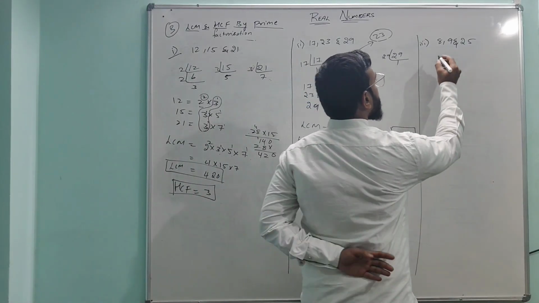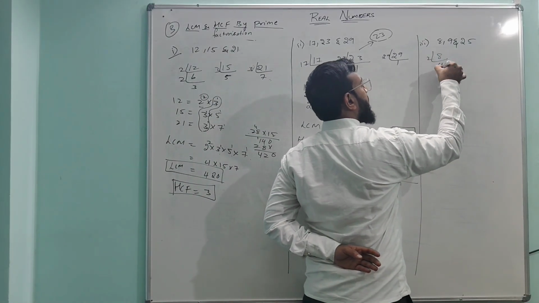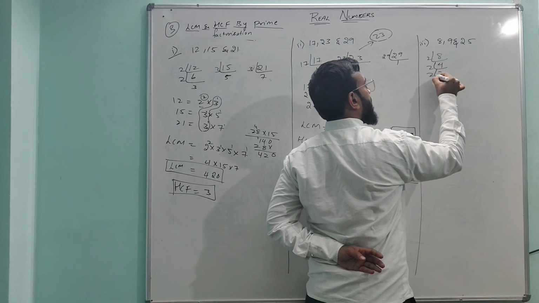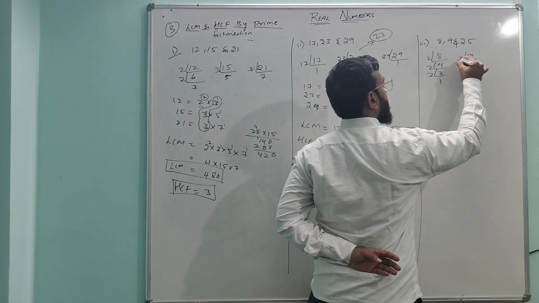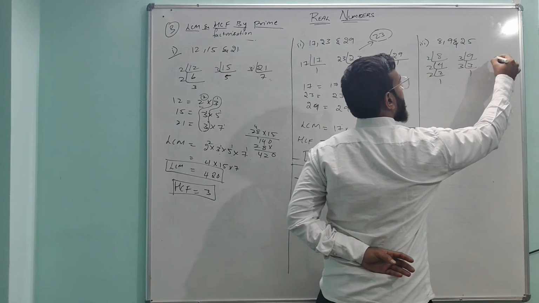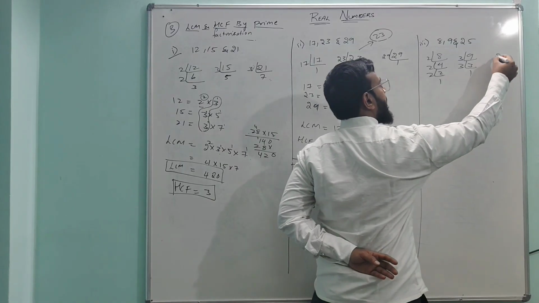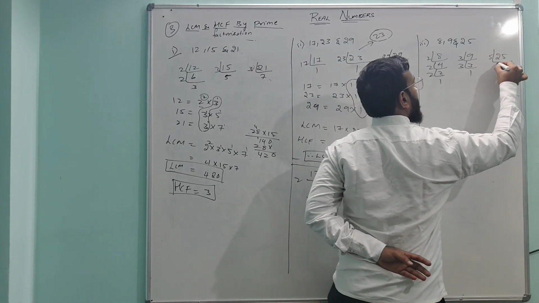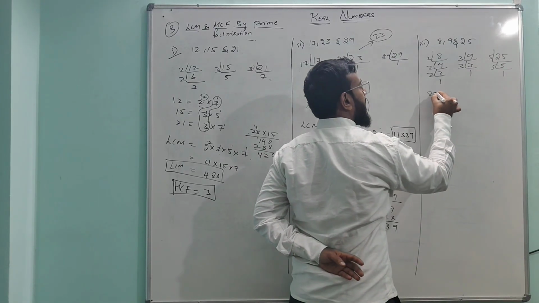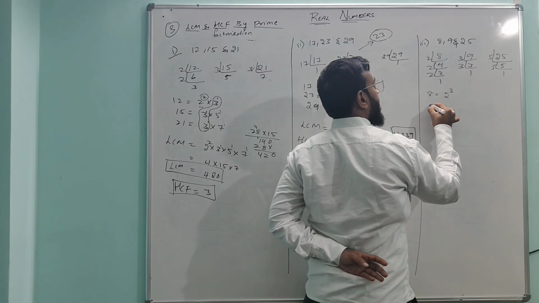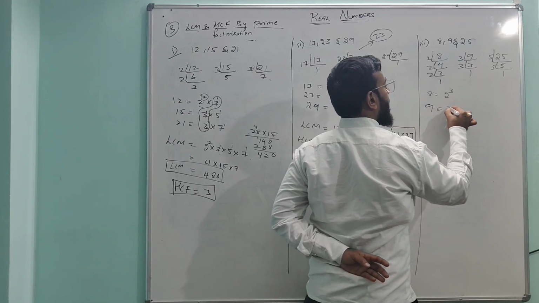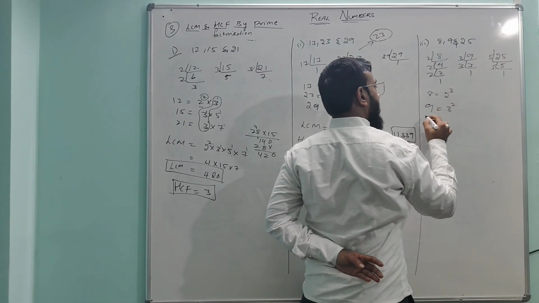We'll go ahead with the next question. 8: 2 fours are 8, 2 twos are 4, 2 ones are 2. 9: 3 threes are 9, 3 ones are 3. 25 is not divisible by 3, we will go with 5. 5 fives are 25. What are the factors for 8? 2 power 3. What is the factor for 9? 3 power 2. 25 is equal to 5 into 5.